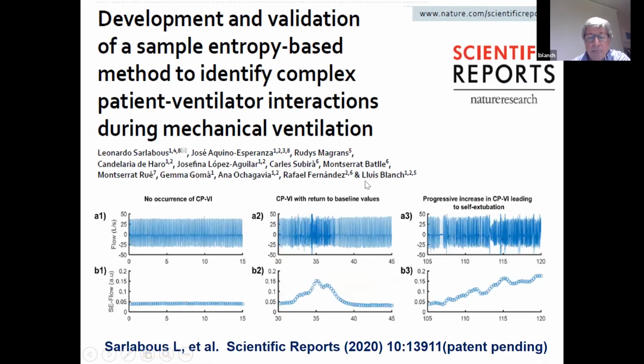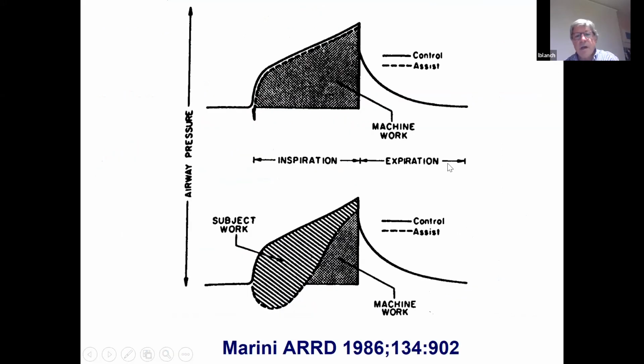And more interestingly, when we analyzed complex patient-ventilator interactions using entropy, which is a kind of chaos detector, we could identify complex patient-ventilator interactions that in some patients lead to self-extubation. So this is ongoing work, because maybe we can predict in advance in a certain percentage of patients, and we can prevent unplanned extubations that are clearly associated with higher mortality.